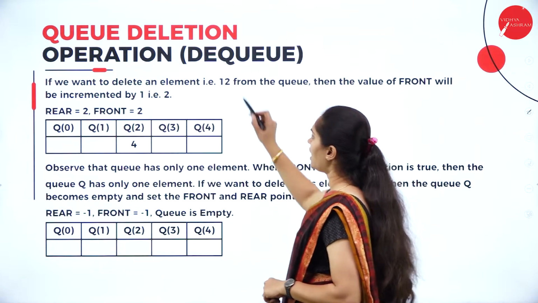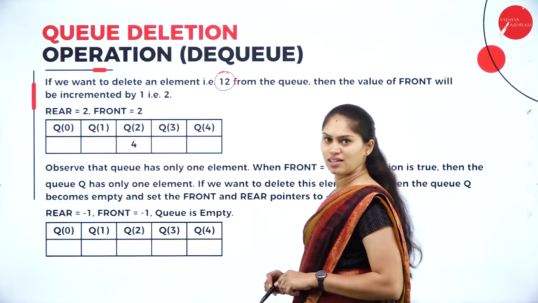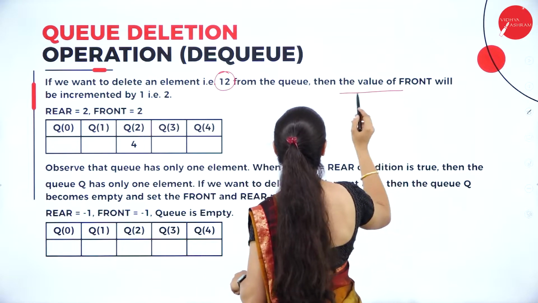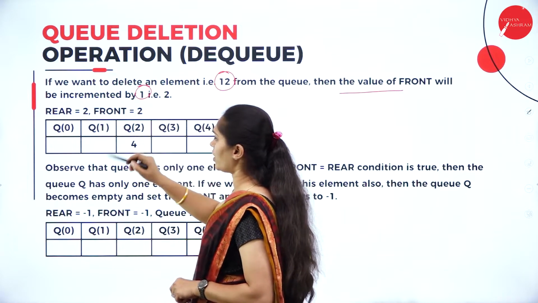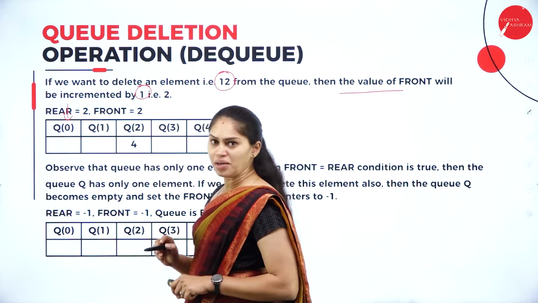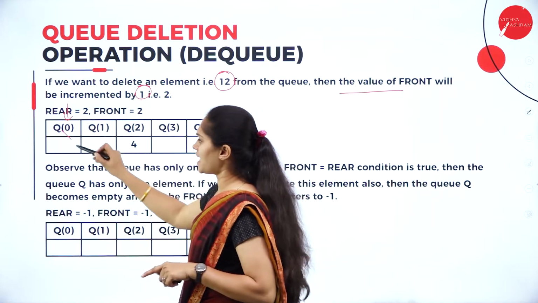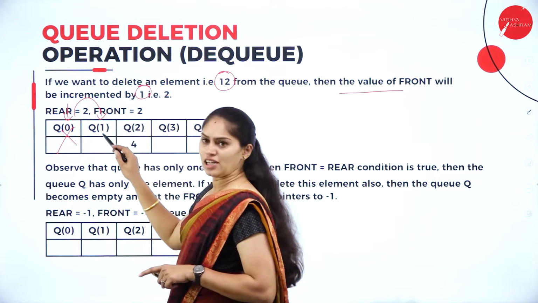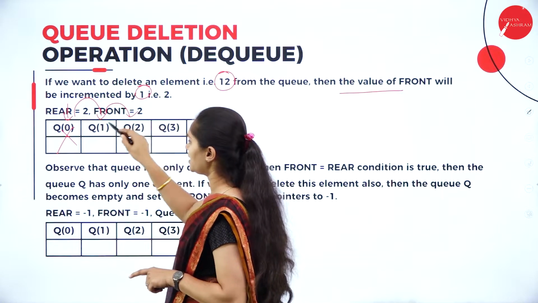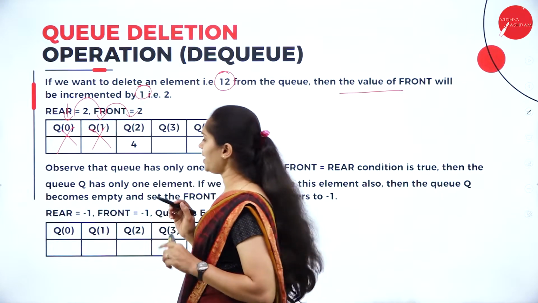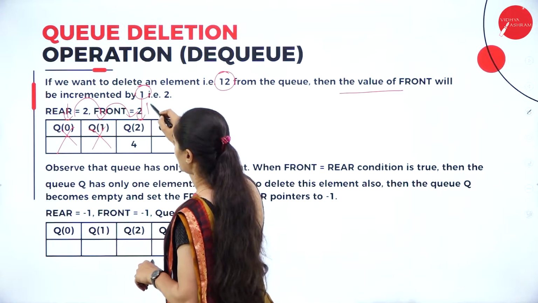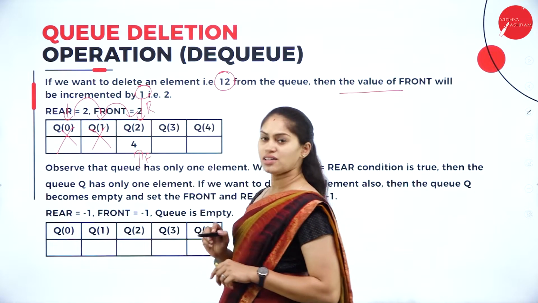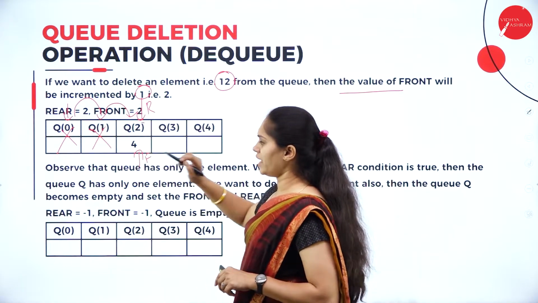What if I wanted to delete one more element? You can see here, I wanted to delete an element called 12, which was in the location Q of 1. Then the value of front will be incremented by 1. If I increment the front pointer from 0 to 1, the first element gets deleted. If I increment the front pointer by 1 again, it will be at Q of 1, and this location's element is also going to be deleted. As of now, rear is pointing to Q of 2 and front is also pointing to Q of 2. That means I have only one element.